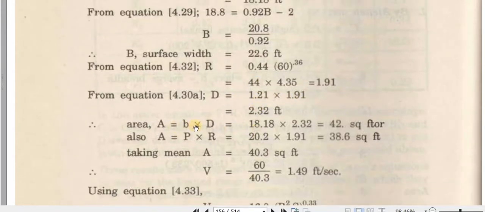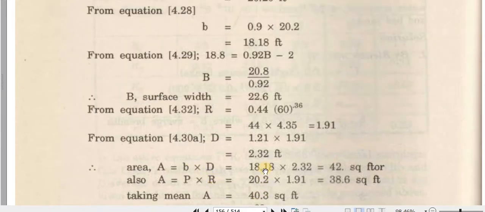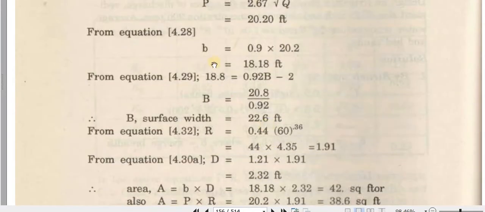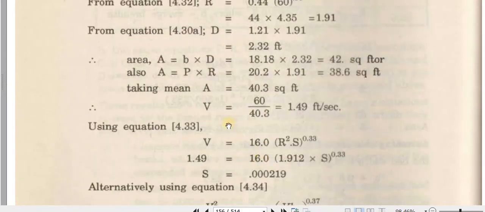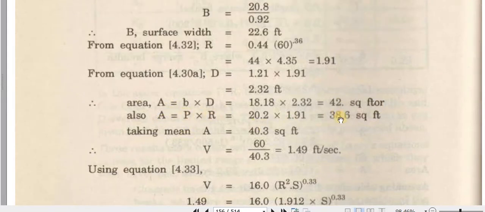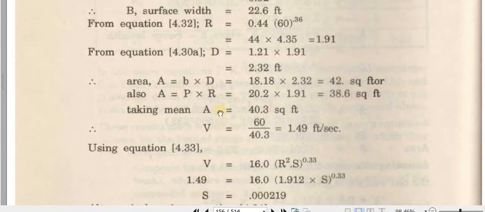Area is equal to B into D. B again simply from our B and D, this is equal to B, that is 18.18 feet, average width, and D average depth. Area from the first approach is 42 and area from PR is equal to 38. So area is more in this case, a little bit less in this case. We can take the mean of the area, that will be about 40, and we can calculate velocity.